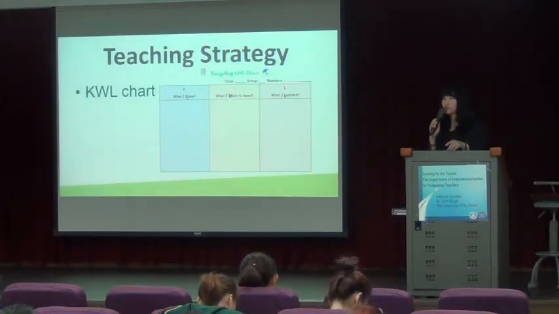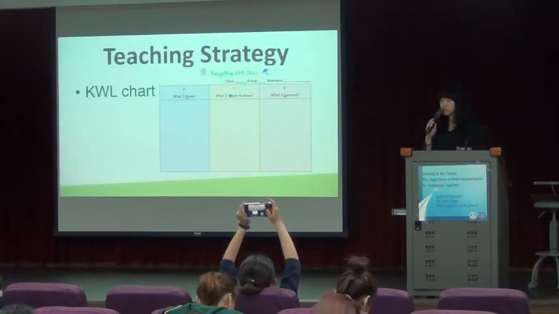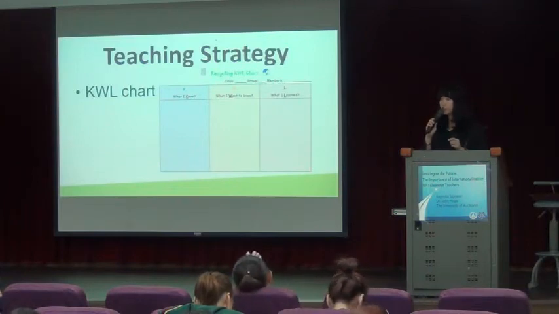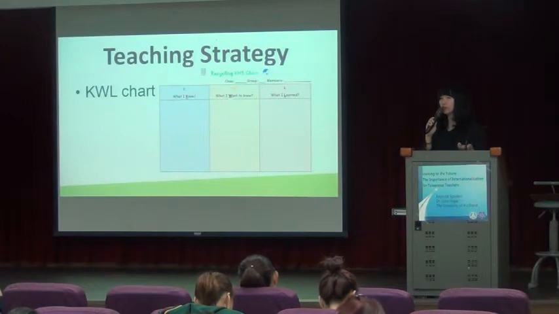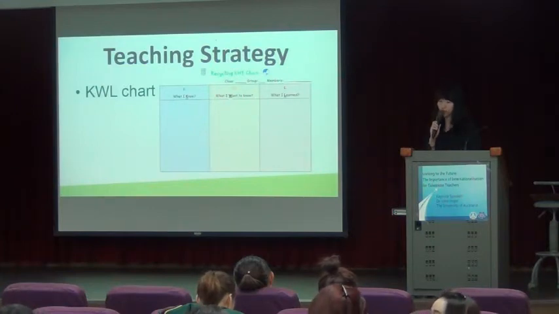Students first write down the things they know about recycling. And then they can discuss with their group members to write down the things they want to know. So students can think of something they are curious about. In the second column, they can not only write in English. I won't ask them to write English only. They can write in Chinese if they want to.